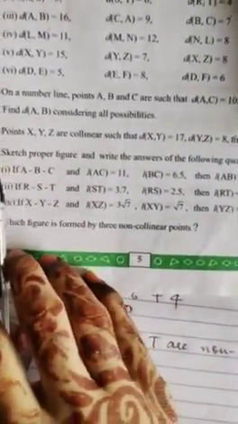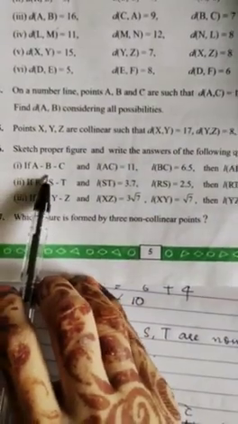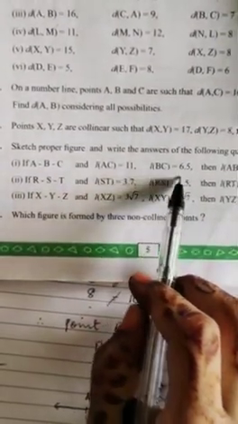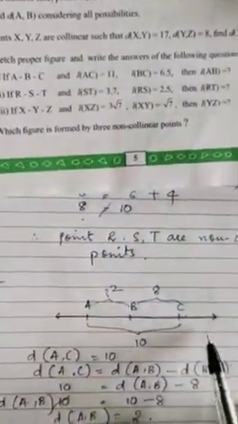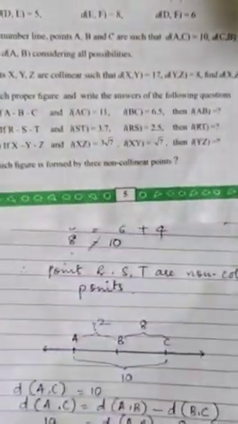Okay. Then see question number 6. Sketch a proper figure and write the answer of the following question. If points A, B and C, length AC is 11, length BC is 6.5, then find length AB. Like this you have to draw the figure, then you have to solve it. Okay, so first question I'm going to show you. Okay, see the first question.